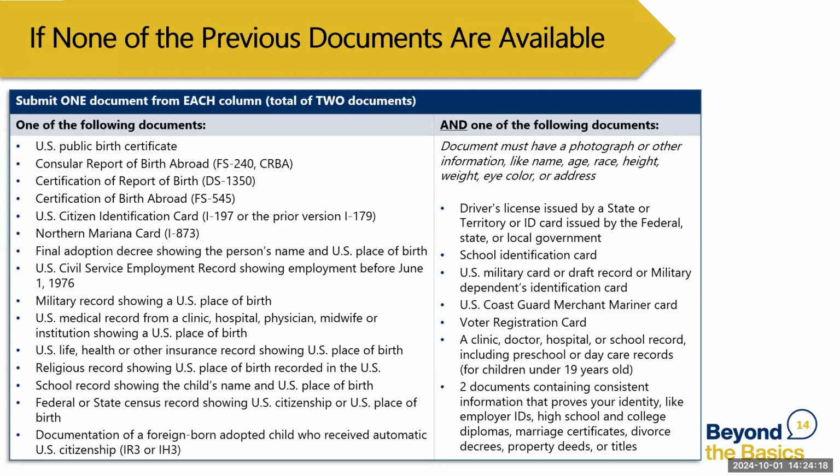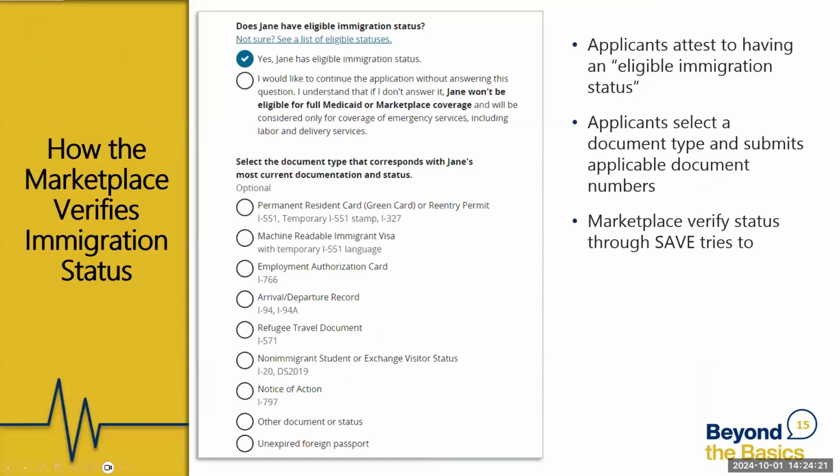Next slide, please. If an individual says no to the question about citizenship, then they'll get this other question instead. So here, Jane's going to be asked, do you have an eligible immigration status? And if you see the lettering that's in blue, if you click on that link, it's going to give you the full list of eligible statuses for marketplace coverage. So we're going to say that Jane took a look at that and she said, yes, I have an eligible immigration status.